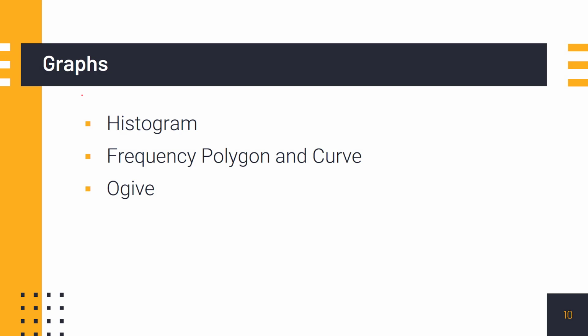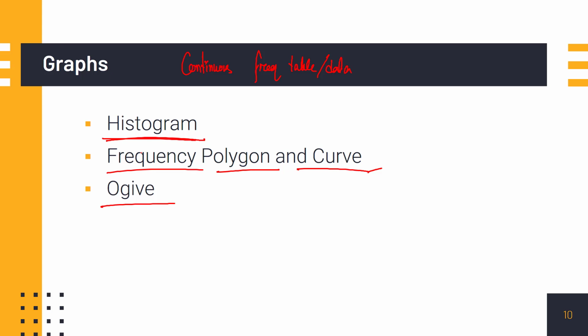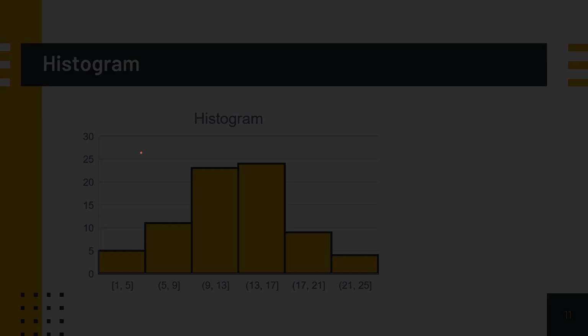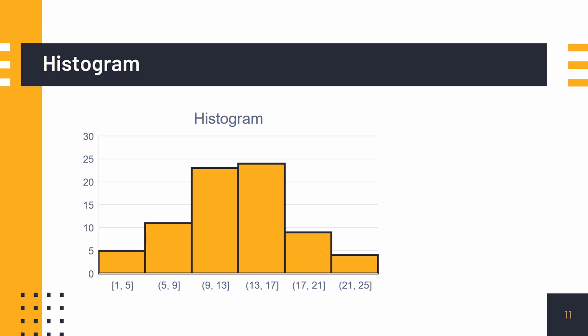Now, to represent continuous frequency data, that is, a continuous frequency table or data, right? The three different graphs that we use to represent continuous frequency data are the histogram, the frequency polygon and curve, and the ogive. Now the frequency polygon and curve are the same thing, and the histogram is quite similar to a bar diagram, right? So this is how we plot a histogram.